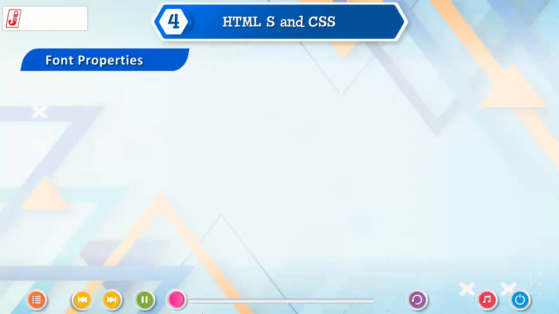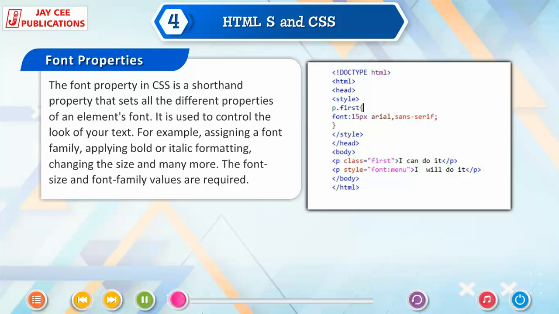Font properties. The font property in CSS is a shorthand property that sets all the different properties of an element's font. It is used to control the look of your text. For example, assigning a font family, applying bold or italic formatting, changing the size, and many more. The font size and font family values are required.